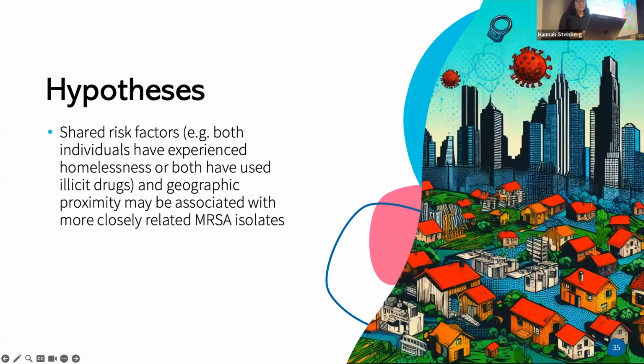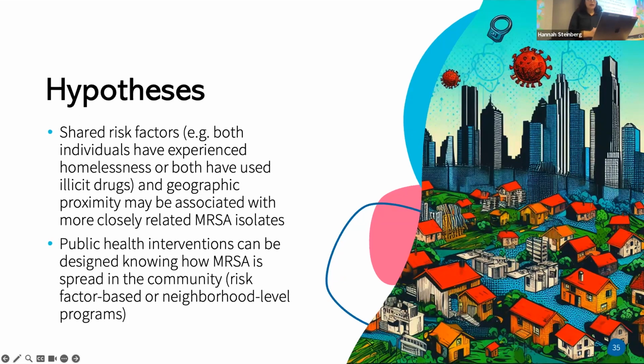And my hypotheses are that shared risk factors, such as both individuals having experienced homelessness or both having used illicit drugs, as well as geographic proximity, may be associated with more closely related MRSA isolates. And I hope to be able to quantify how each of these are affecting the transmission system. And then hopefully with these outcomes, we can help inform public health interventions in the community and inform whether they should be more risk factor based or neighborhood level programs to prevent infections in the future.